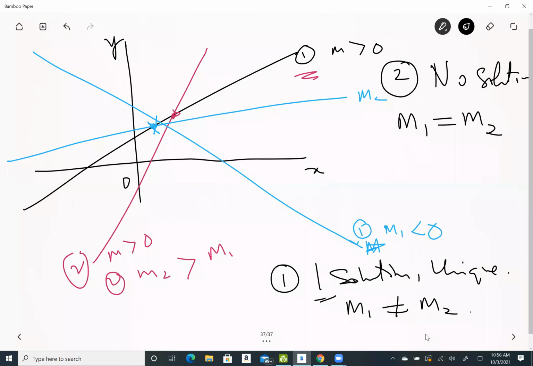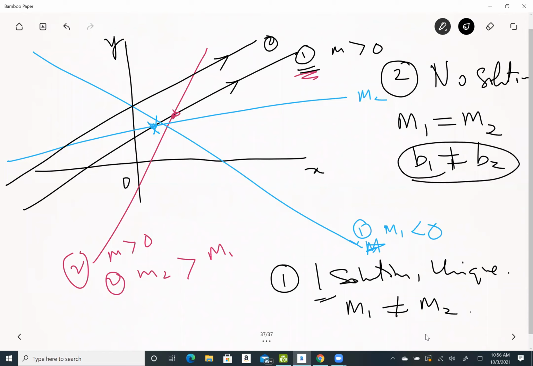So no solution: the slope is the same, but the intercepts must not be the same. For example, you have number 1 here, and you have another line parallel, number 2 here. The slopes are the same, M1 equals M2, but the intercepts are not the same. So here there will be no solution. In other words, they are parallel. If the slopes are equal and the intercepts different, you get no solution.